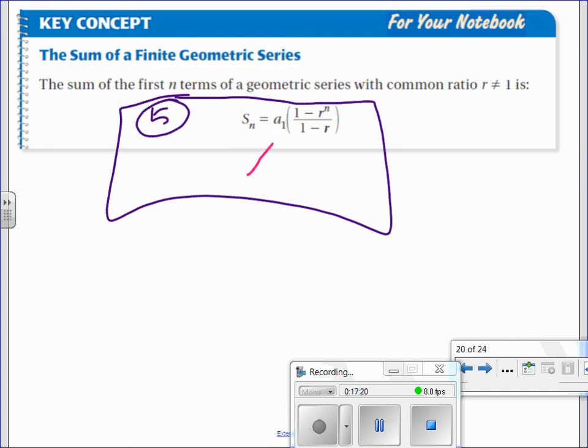But these things probably mean what you would think they would mean. So what do you think A1 stands for? What do you think R stands for? Because that happens twice. Common ratio. And then what do you think N stands for? Number of terms. That pretty much means the same thing it's always meant. Common ratio is new.